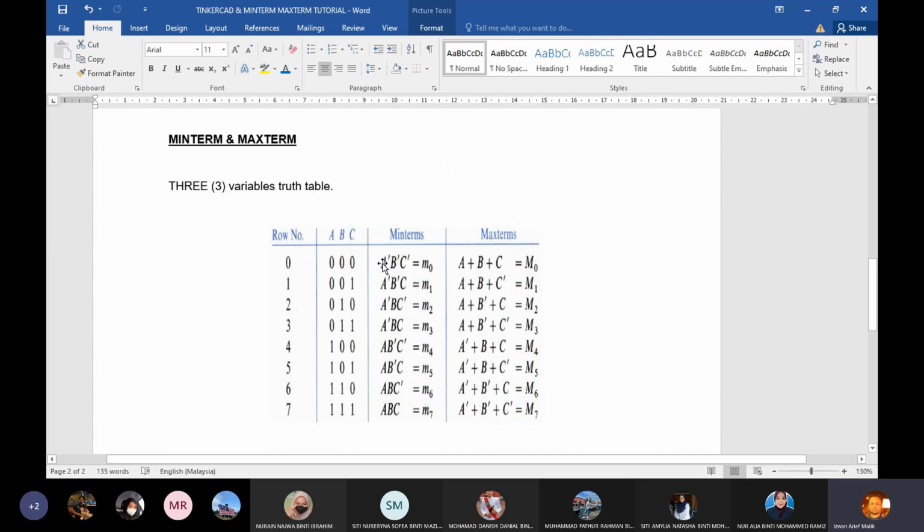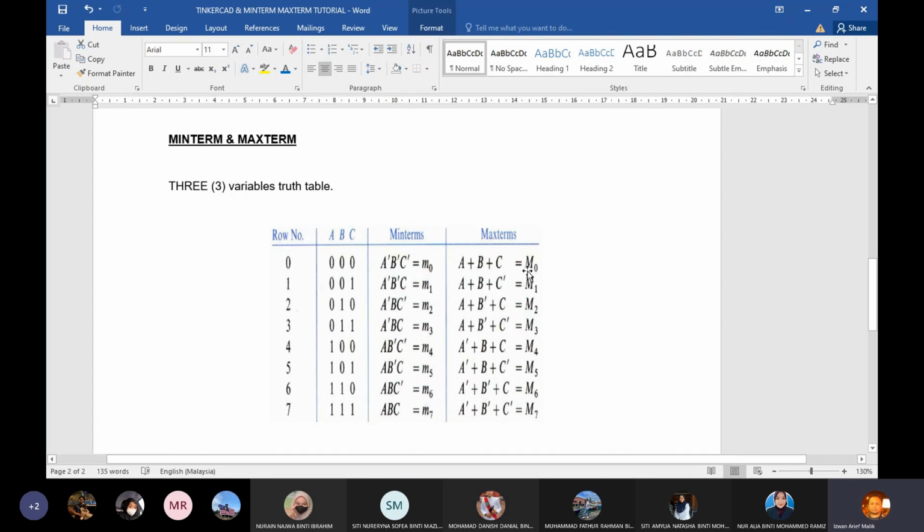So this one dia akan jadi A bar, B bar, C bar, darab sebab dia Minterm. Kalau Maxterm dia tambah, A plus B plus C. Okay, 110, A, B, C bar. For Maxterm, A bar plus B bar plus C. So dia terbalik yang bar dengan tak bar ni. Okay, so Minterm dia for A bar, B bar, C bar as m kecil 0. Minterm 0, Minterm 1, Minterm 2, Minterm 3.